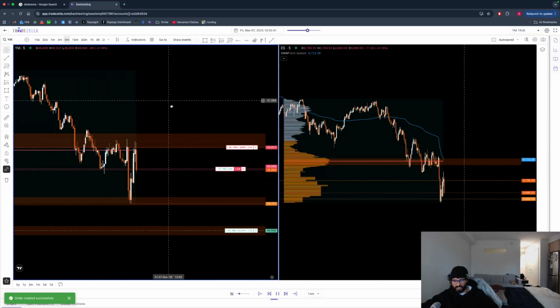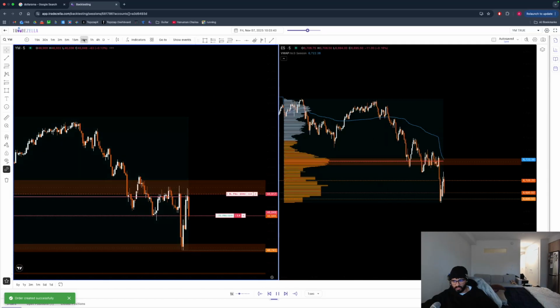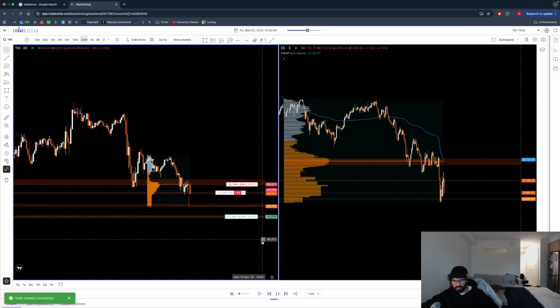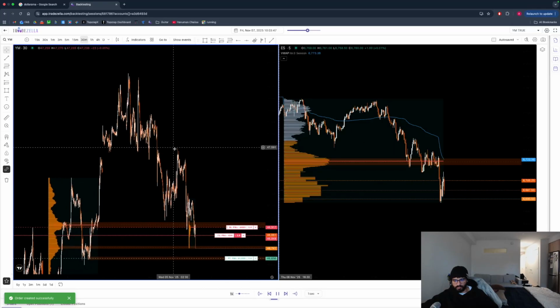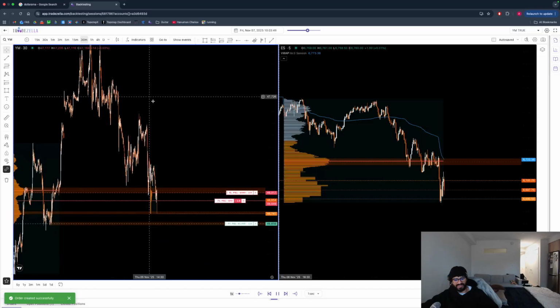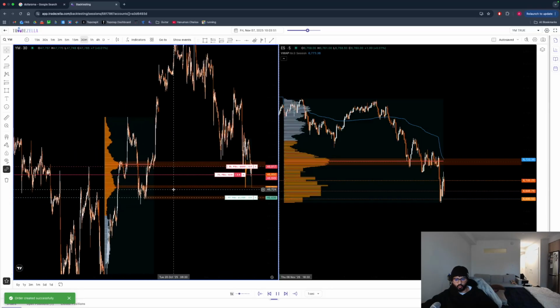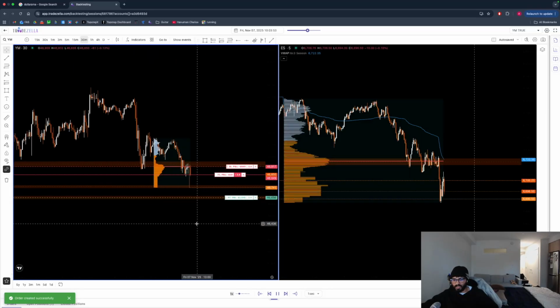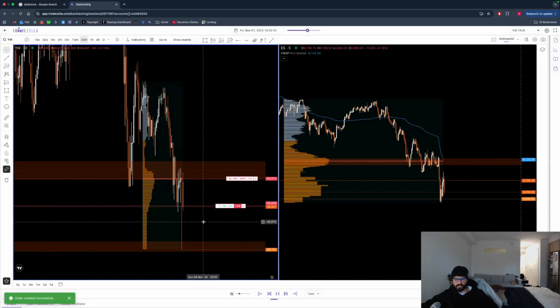And this is in line with the higher time frame. If I look on the 30-minute, we've been dumping since we made all-time highs. We've been dumping. So rebalancing on the higher time frame, that's the narrative behind this trade.